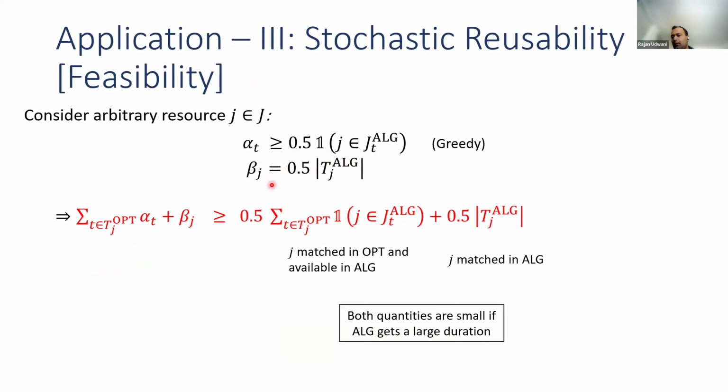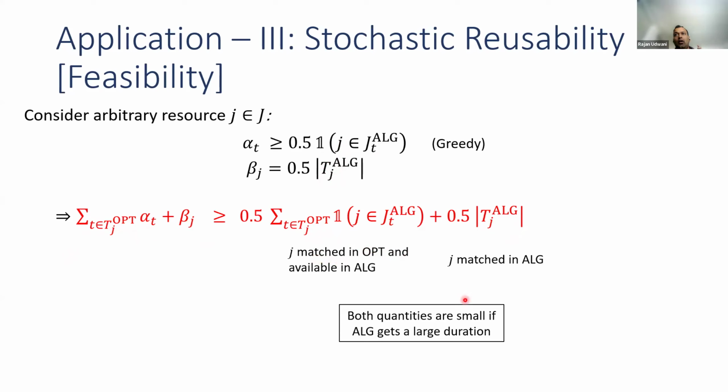And beta J, if I think about what I'm doing here, I'm getting a half reward into beta J every time I match J in alg. So overall, it's just half of the total number of times I have matched J in alg. So this is just the cardinality of this set, T alg J. Okay, so when I look at all the alpha T's summed over the arrivals that are matched to opt, plus the beta J, I have this overall expression where the first part of it is the number of times J is matched in opt while being available in alg. And the second part is just the number of times J is matched in alg.